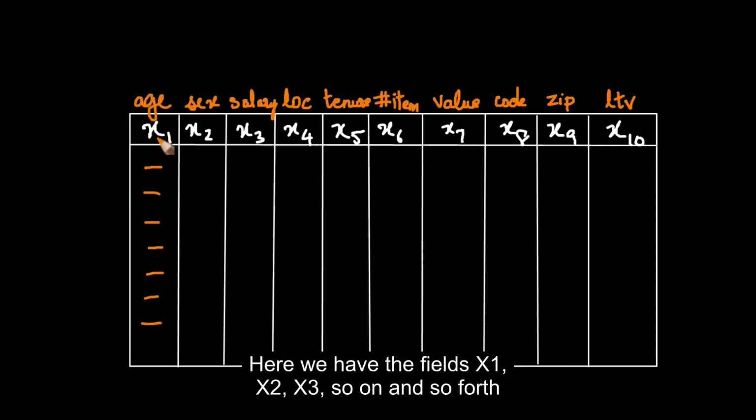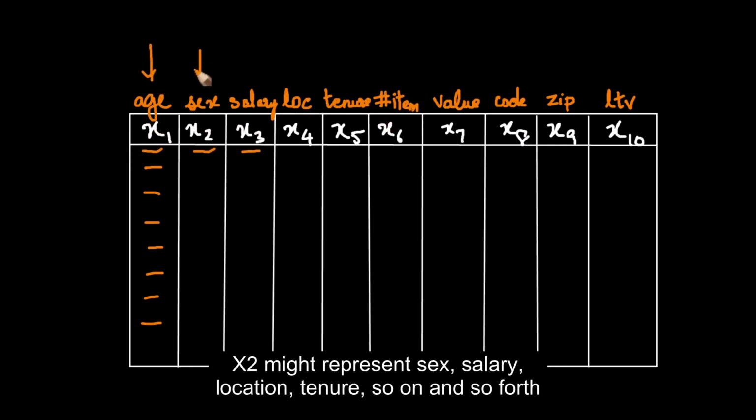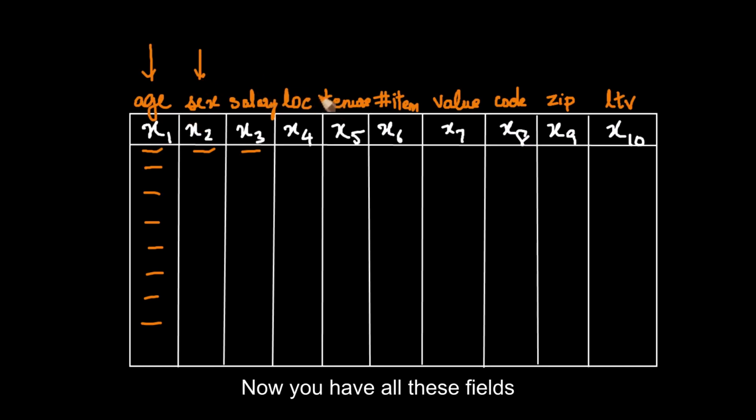Here we have the fields x1, x2, x3, and so on. You have these columns. We call these columns features. x1 might represent age, x2 might represent sex, salary, location, tenure, and so on. Now you have all these fields.